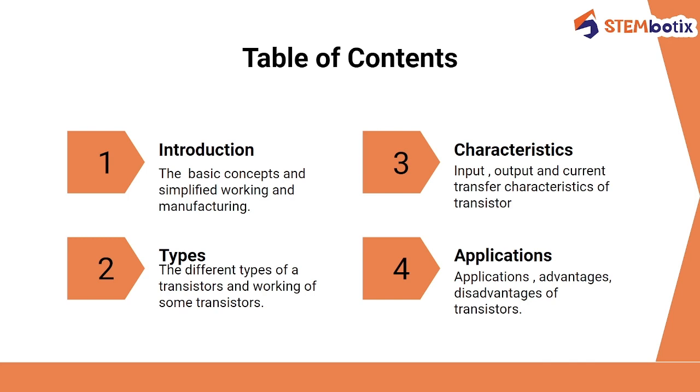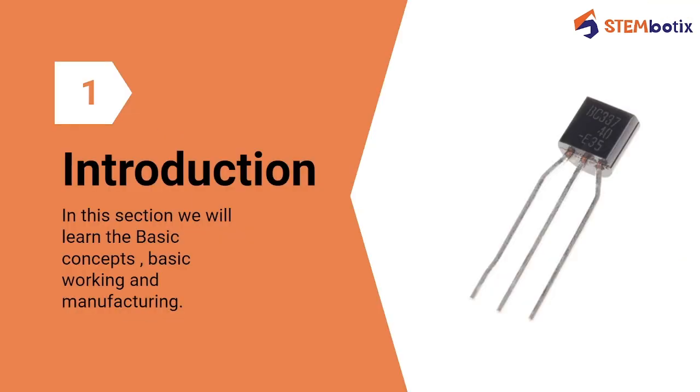This particular chapter is divided into four different parts. In the first part, you'll see the basic introduction to transistors. Then in the second part, we will see the different types of transistors and the working of some of them. In the third part, we will see the different characteristics such as input, output, and current transfer characteristics of transistors. In the fourth and last part, we will see applications, advantages, and disadvantages of transistors. So let's first start with the basics of transistors.